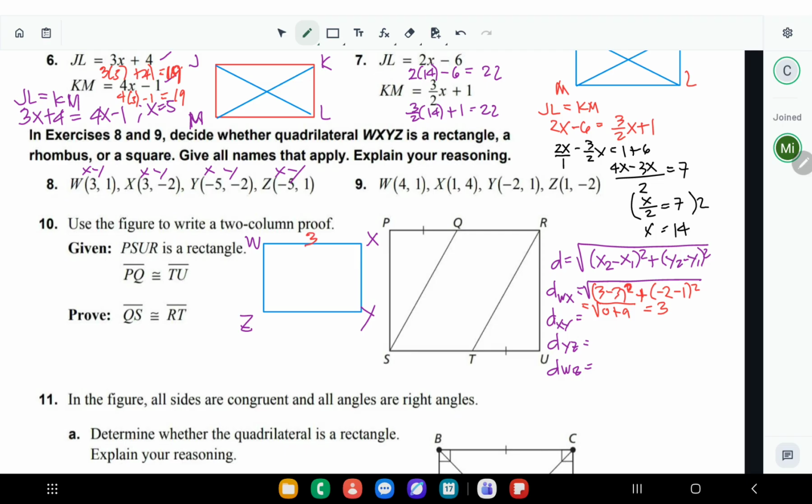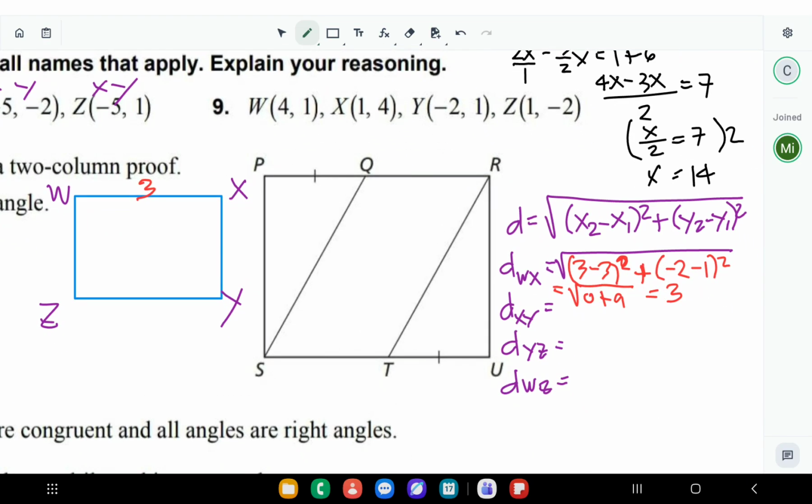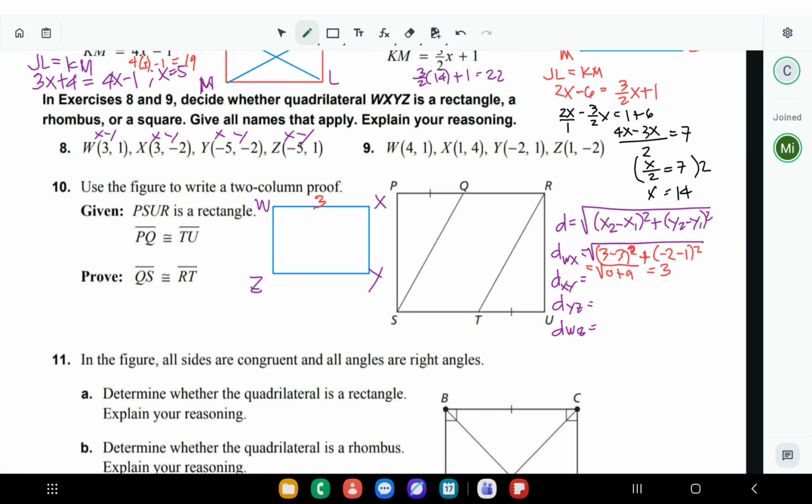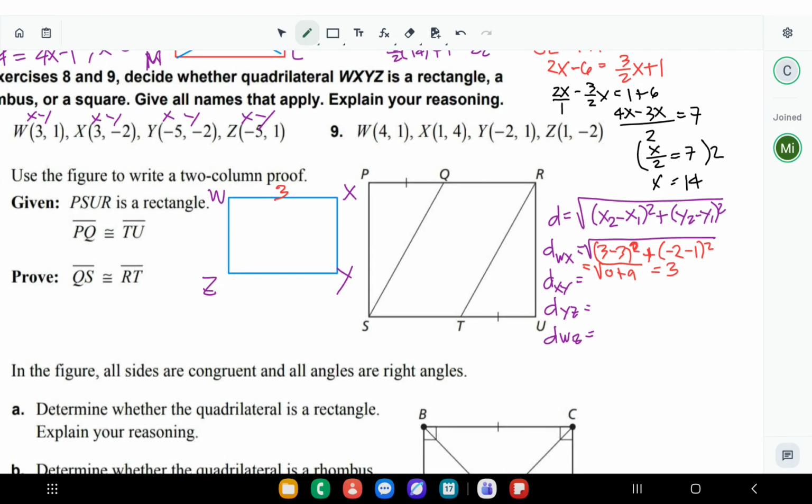Then XY. Can you see my writing on the board? From point X to Y, you have to do this one by one. That is negative 5 minus 3 squared plus negative 2 minus negative 2, which is plus 2 squared. Negative 5 minus 3 is negative 8. Negative 8 squared is 64, so the square root of 64 is 8. So the distance from X to Y is 8.